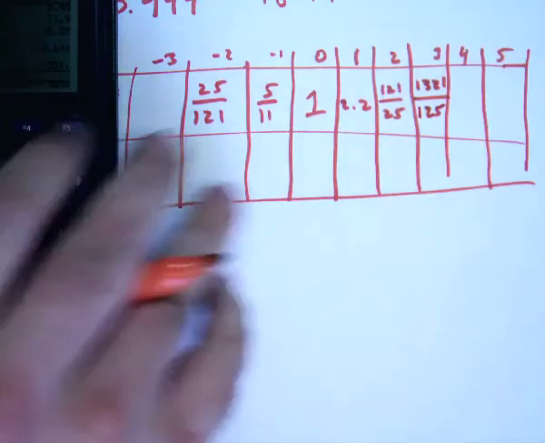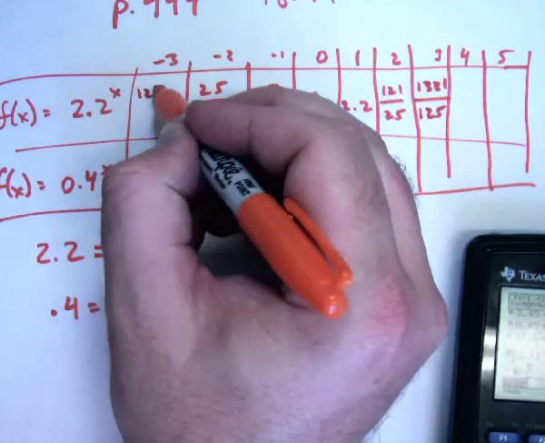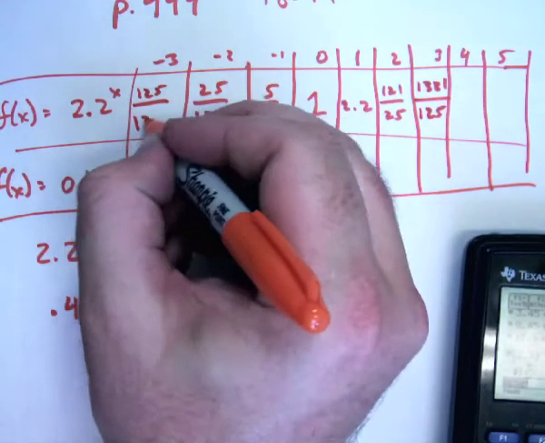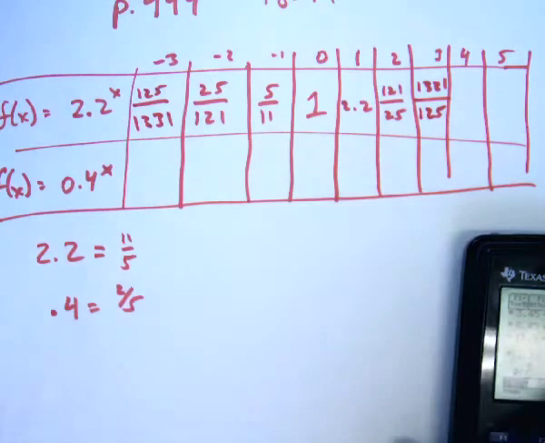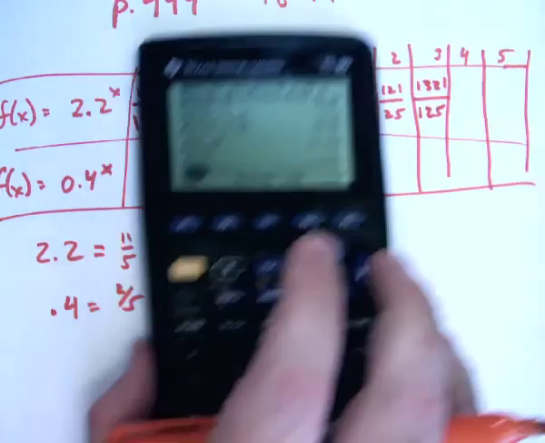The only reason why I'm doing this one for 3 is so that when I go negative 3, I will flip it like that. Okay? And then we're really simple.